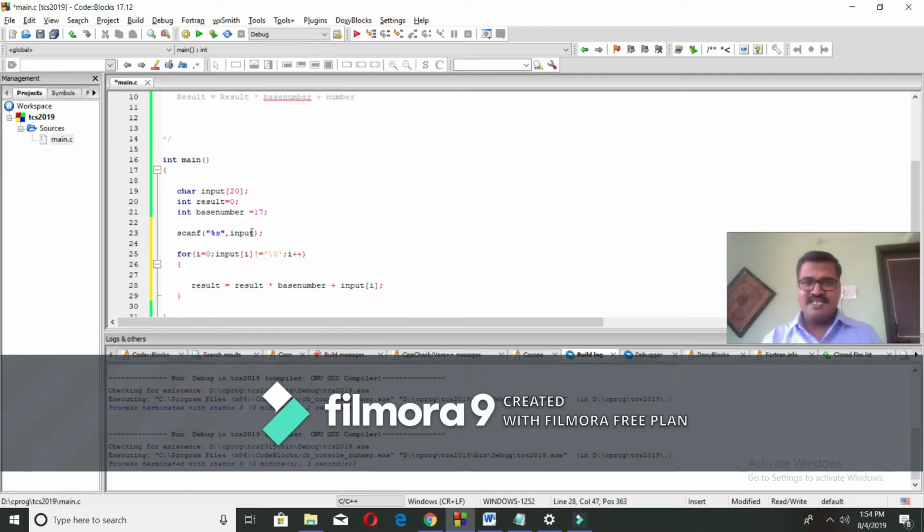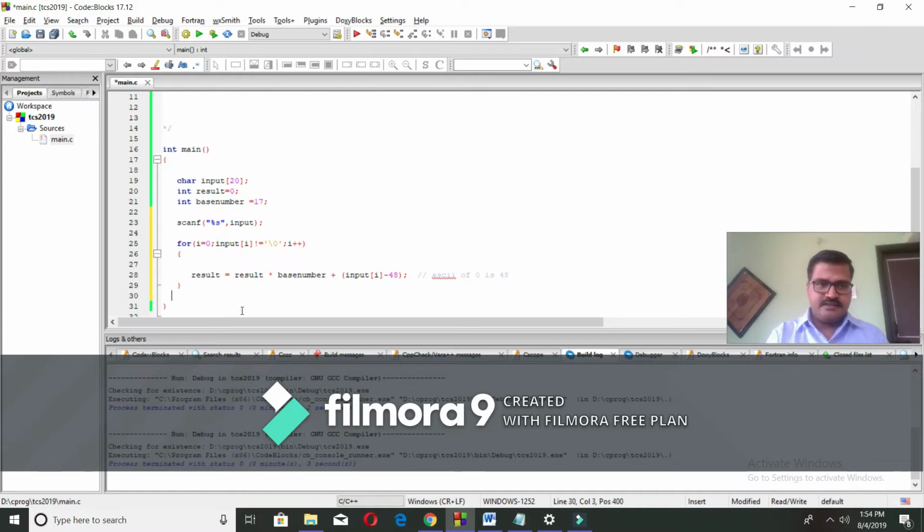Now this input[i] is a character, so we need to convert it to the appropriate integer value. In C language, if you typecast it, using the ASCII value, the ASCII value of 0 is 48, so I need to subtract 48. See here, the ASCII value of 0 is 48. So the character will get converted to an integer, and that result we are going to get.